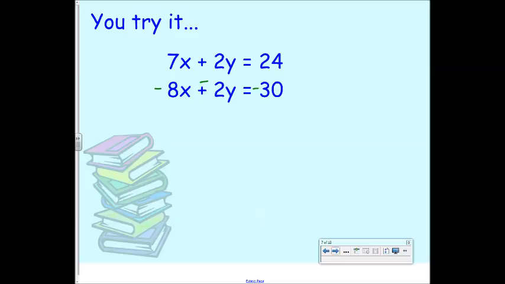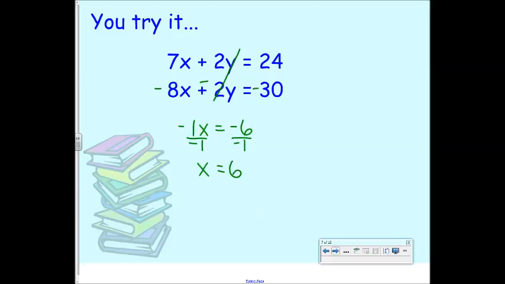What happens with the two y's? Those are gone. What's 7 minus 8? Negative 1x. And then what's 24 minus 30? Negative 6. Good. And I divide by negative 1. Divide by negative 1. And you get x equals... What do you get? 6.